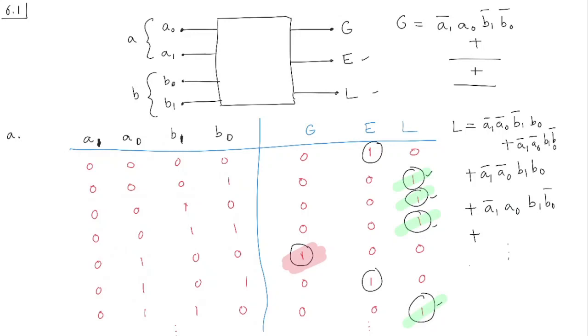Okay, let's move on and take a look at the next part, which is 6.1C. In this case, we have been asked to minimize these Boolean expressions.